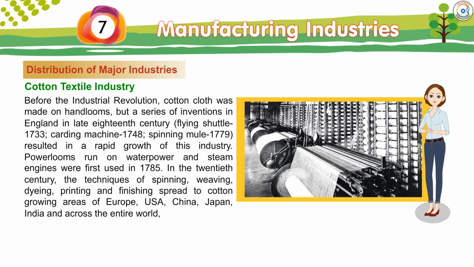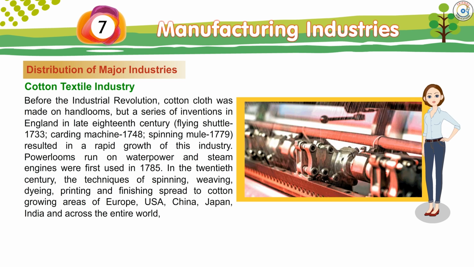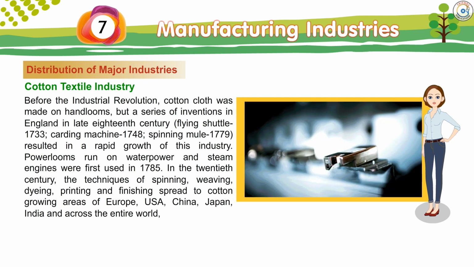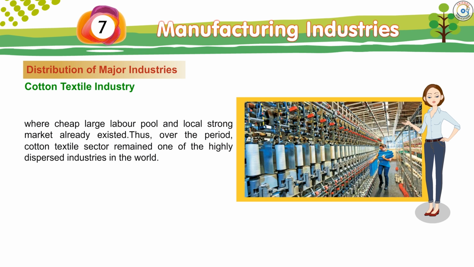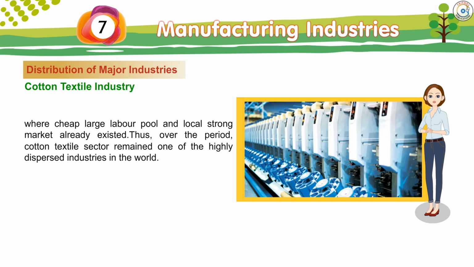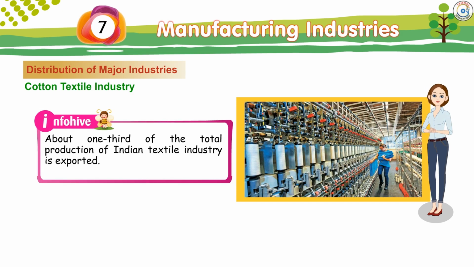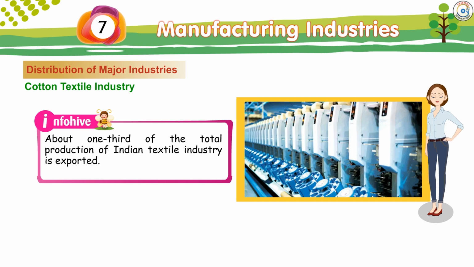Power looms run on water power and steam engines were first used in 1785. In the 20th century, the techniques of spinning, weaving, dyeing, printing and finishing spread to cotton-growing areas of Europe, USA, China, Japan, India and across the entire world, where a cheap large labor pool and a strong local market already existed. Thus, over the period, the cotton textile sector remained one of the highly dispersed industries in the world. About 1/3 of the total production of the Indian textile industry is exported.